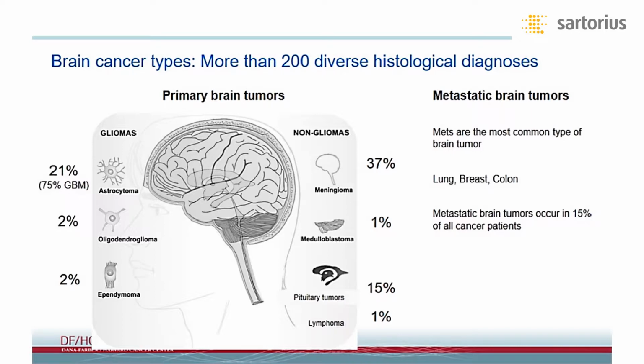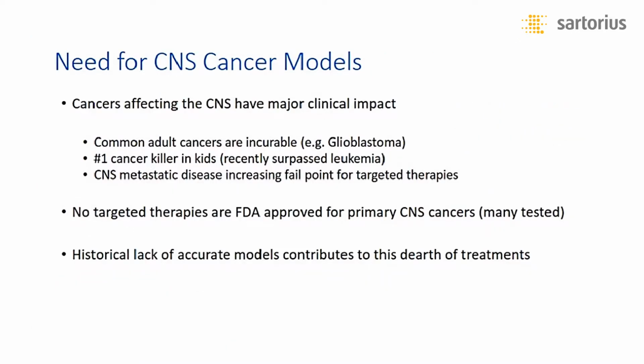And this is highly relevant because about 15% or maybe even higher every year of cancer patients overall have metastatic brain tumors. So both categories of tumors are ones that we try to study and develop models for as best we can. And again, this is a major impact. Just briefly, glioblastoma, for instance, is one of the most common cancer killers of the brain, and is incurable.